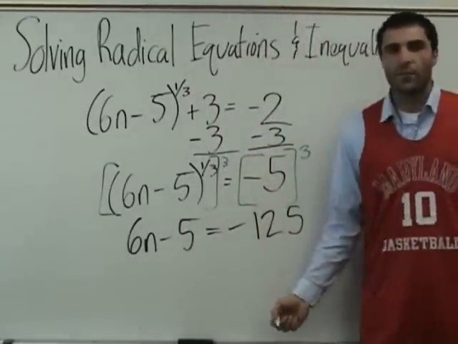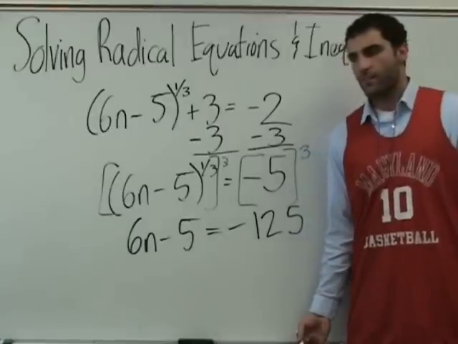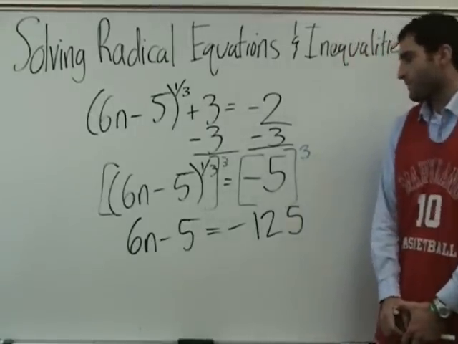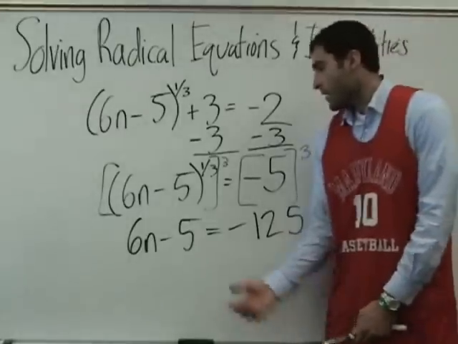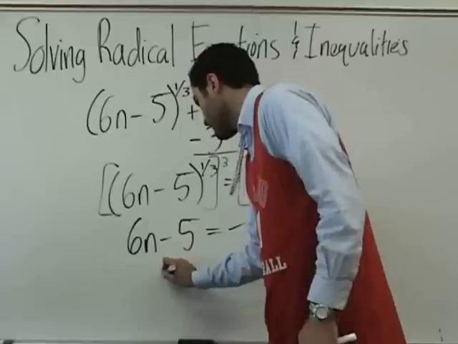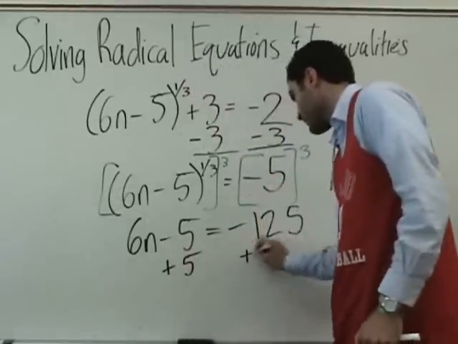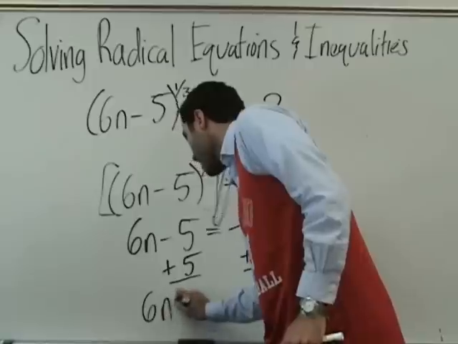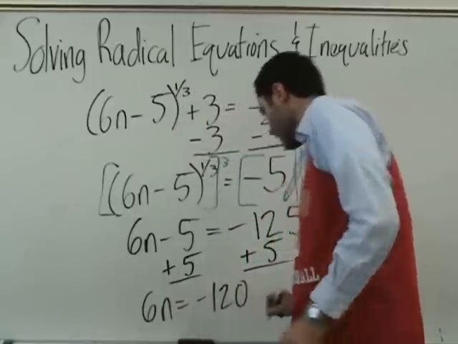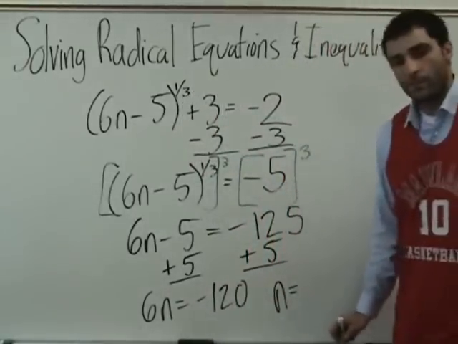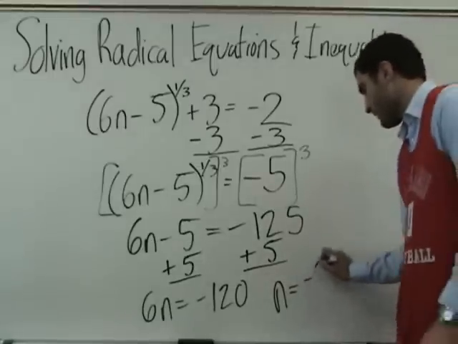Okay, so I wrote negative 125. Objections? No, because negative 5 times negative 5 is 25, and 25 times negative 5. Okay, good job. Here we go. Add 5. Add 5. 6n is negative 120, and n equals negative 20.